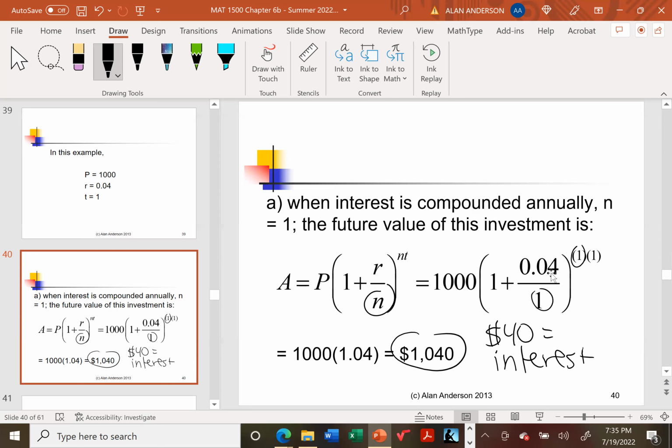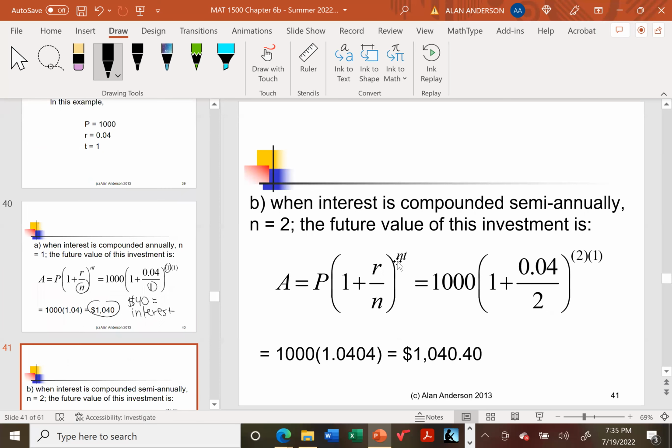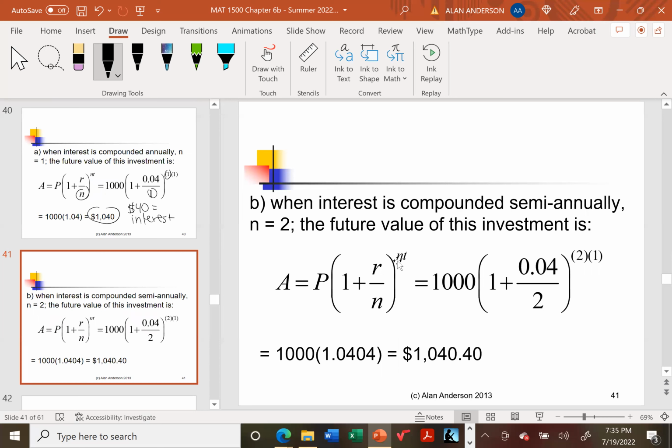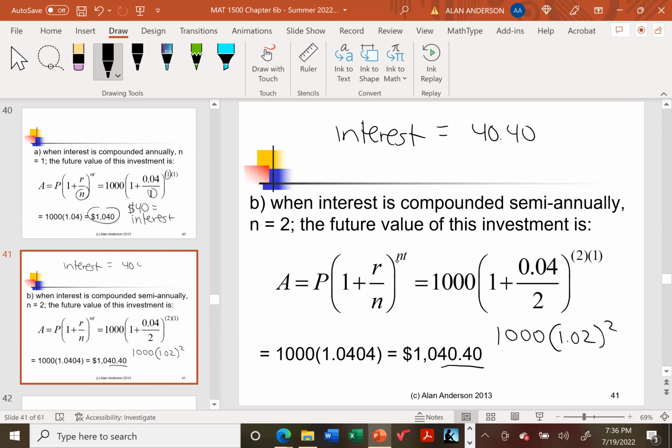Now, what happens when suddenly we increase this to twice a year, or we have semi-annual compounding? So you plug these in. So what you're actually doing here is multiplying 1,000 times 1.02 squared. And you can see this time the interest is not 40, but $40.40. So because we compounded the interest more frequently, the interest went up a little bit. Not much, like I said, 40 cents out of $40. It's not a huge difference.